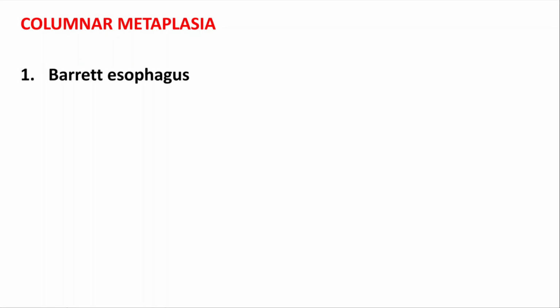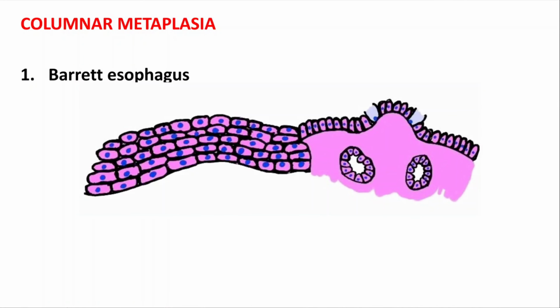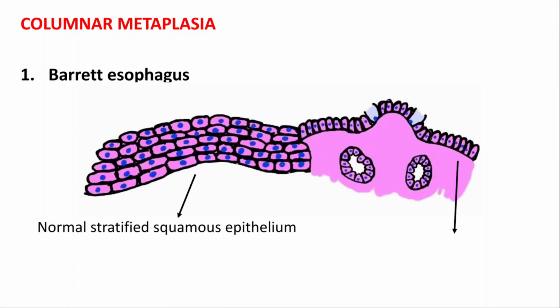Now let's see some examples for columnar metaplasia. The first example under this is Barrett's esophagus. So the normal epithelium that is seen in the esophagus is stratified squamous epithelium. And in Barrett's esophagus, this stratified squamous epithelium is converted into columnar epithelium. Since the original epithelium is converted into columnar epithelium, we call it columnar metaplasia.